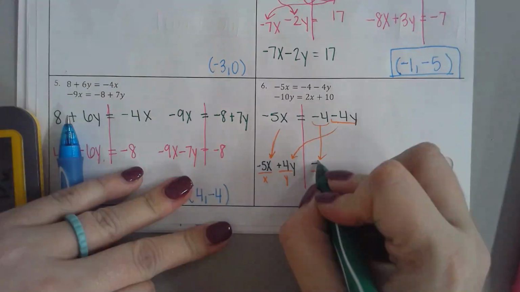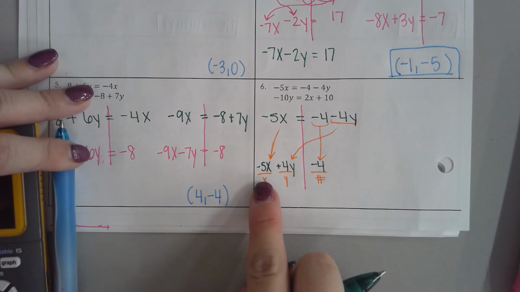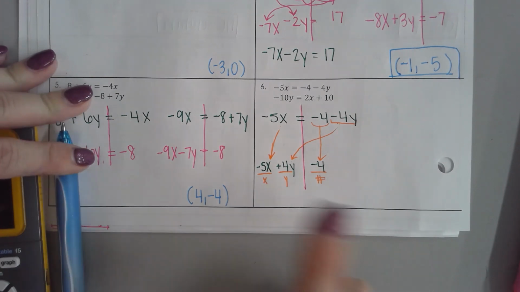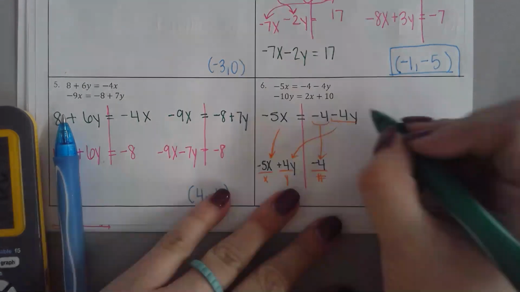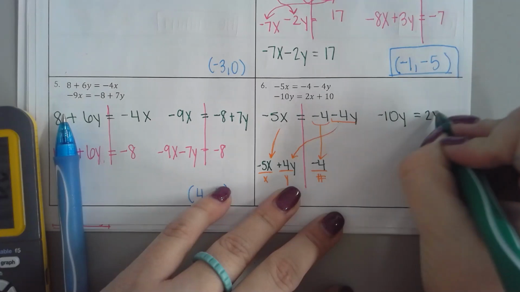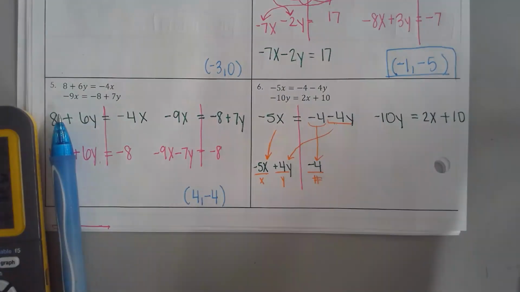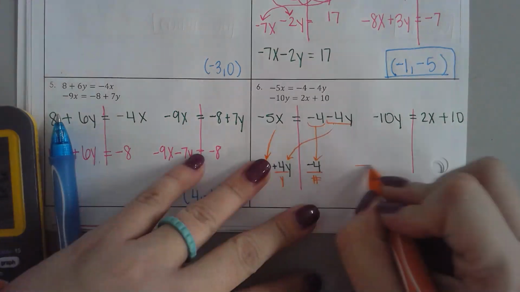Negative 4. If it helps you, the x has to be first, then the y, then your plain number. Negative 10y equals 2. I've got x, y.